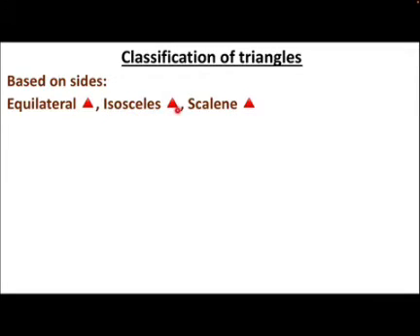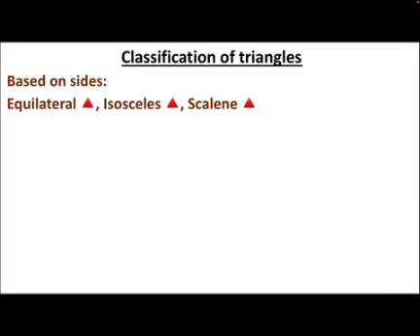Isosceles triangle is a triangle in which any 2 sides are equal. Any 2 sides are equal and the third side is unequal. In scalene triangle, we have all the 3 sides different. They have different measurement. That is scalene triangle. And so based on sides, we have equilateral triangle, isosceles triangle and scalene triangle. Based on angles, how many angles are there? 3 angles are there, is it not? So based on the angles, measurement of angles, we have 3 types.